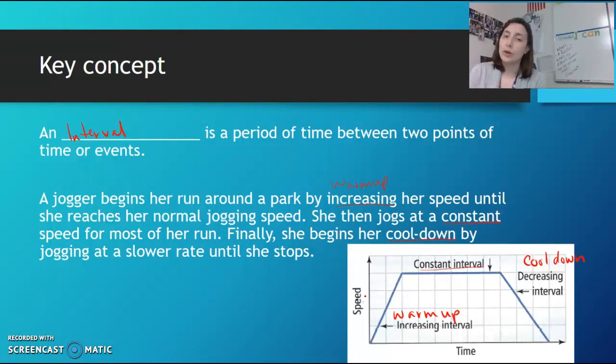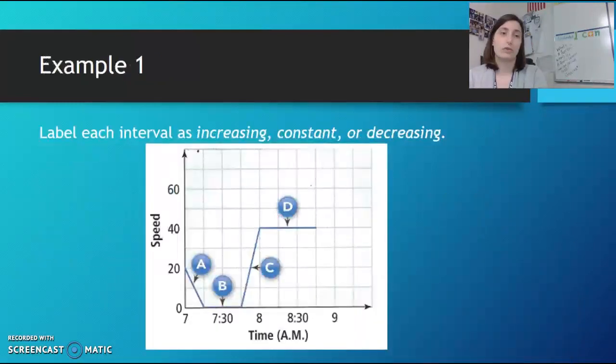And so the graph shows the relationship between the jogger's speed and time, and here we increased, then we are in constant intervals and decreasing intervals. So really, as we go through, we're just going to be saying where are we increasing, where are we decreasing, are there constants? That's our point for today. So example 1, label each interval as increasing, constant, or decreasing.